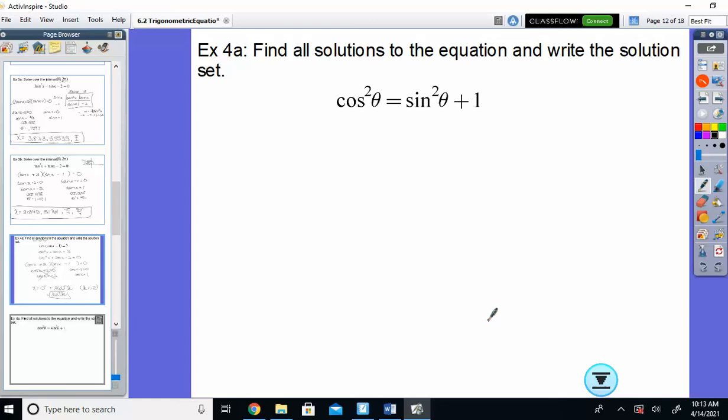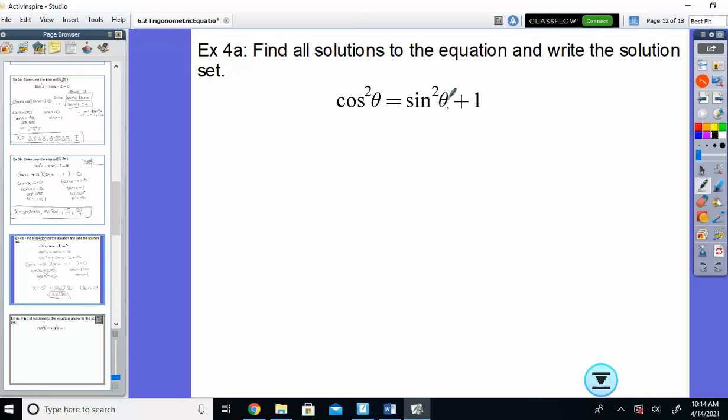Find all the solutions. Okay, this one's an issue. We can't just get the function by itself because there's more than one. I can't even do box method because we have a cosine squared and sine squared in here. Any thoughts? Isn't it an identity? Okay, let's use an identity. Which one do you want to get rid of? Cosine squared or sine squared? Cosine, because who likes it?